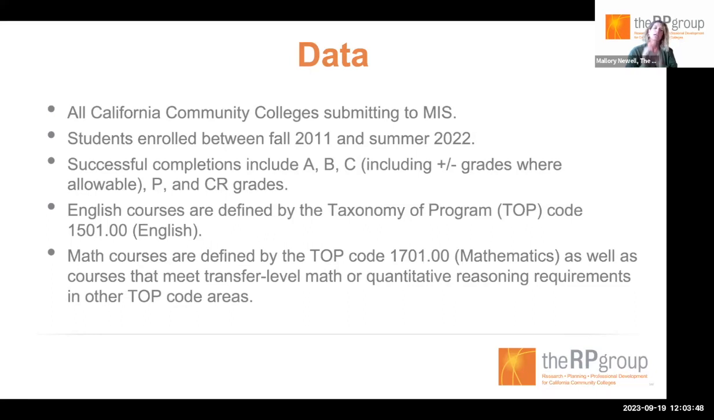When we're looking at English courses and math courses, we have identified them by the top code. English top codes include 1501, and math courses include the top code of 1701, but then we probably have about 15 other top codes outside of math that are statistics courses, like psych statistics or sociology statistics and so on. Those are also included in all of the views.